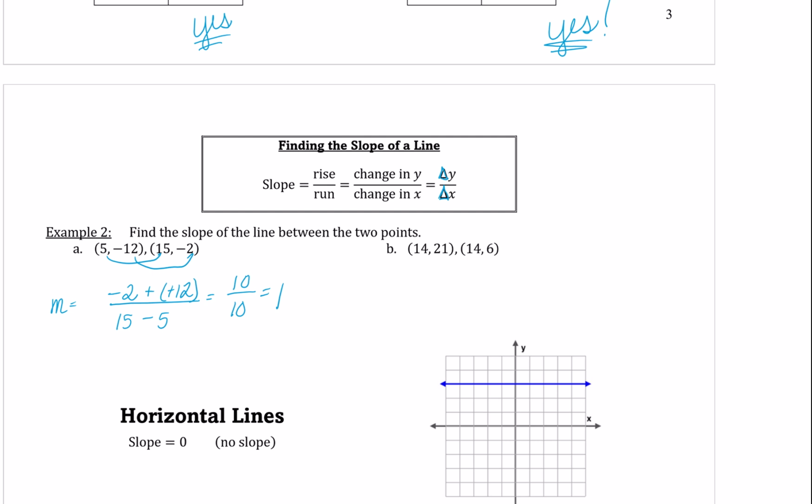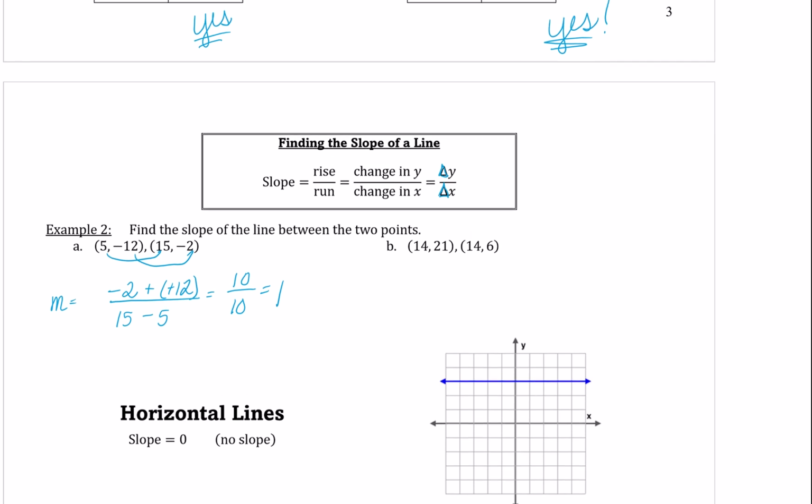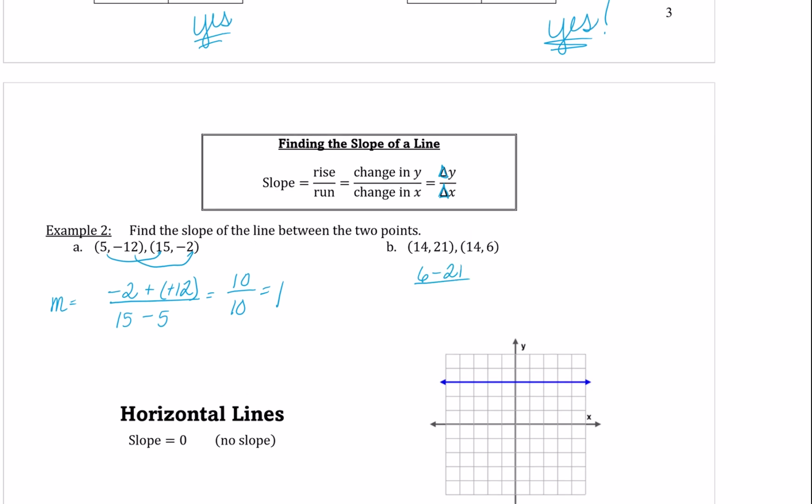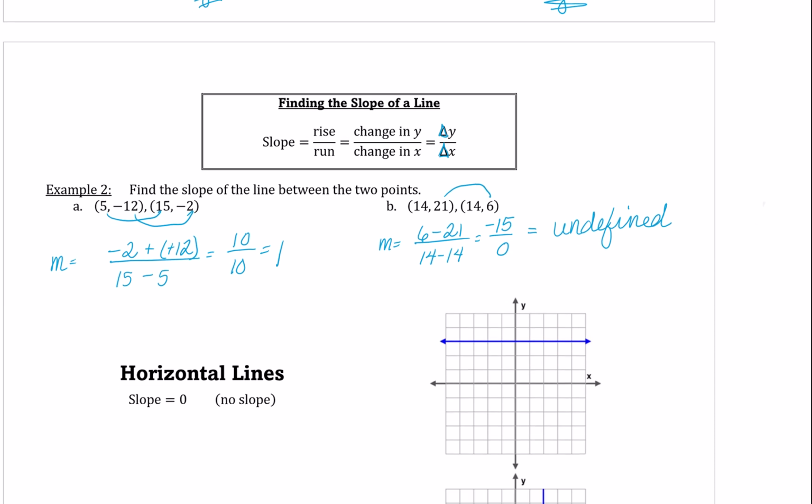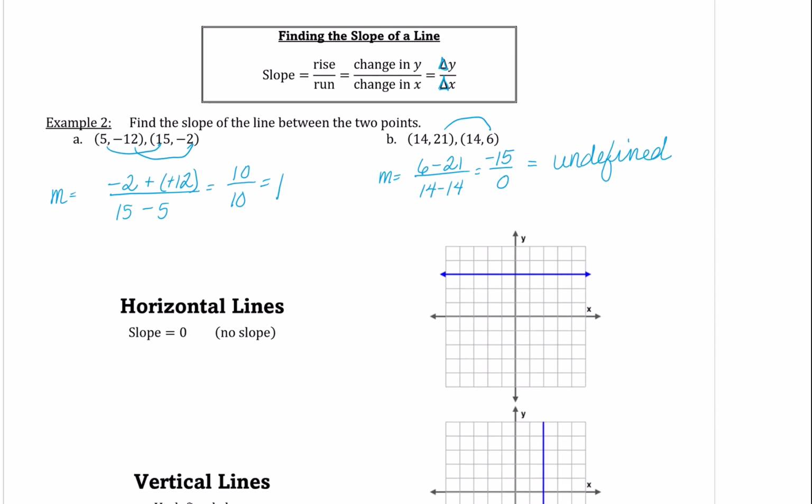Here, we would do 6 minus 21 over, so my y's, over 14 minus 14. So we've got negative 15 over 0, which is no solution, or it's an undefined slope in here, because one can't divide by 0, so it's undefined. So when we have 0 on the bottom, it's undefined.